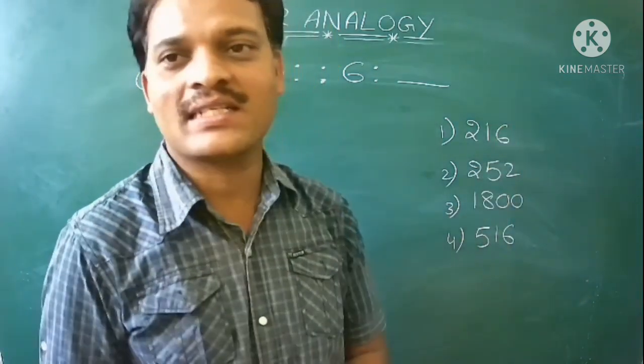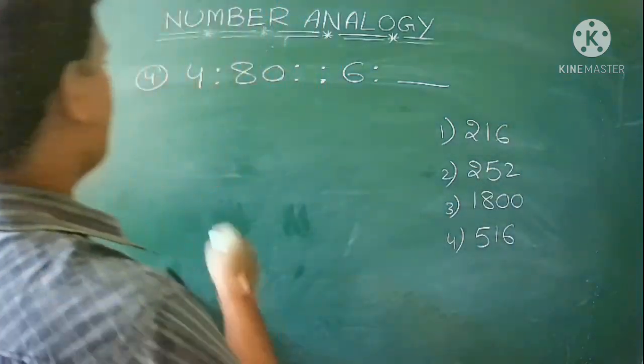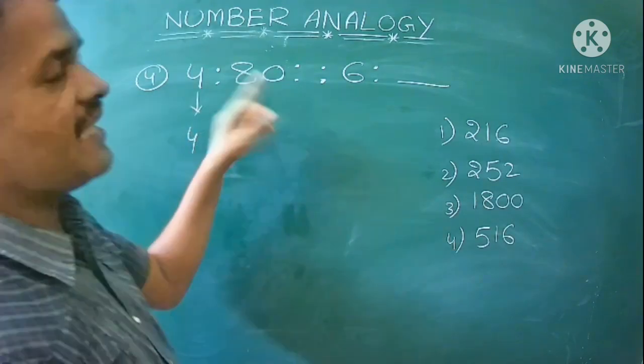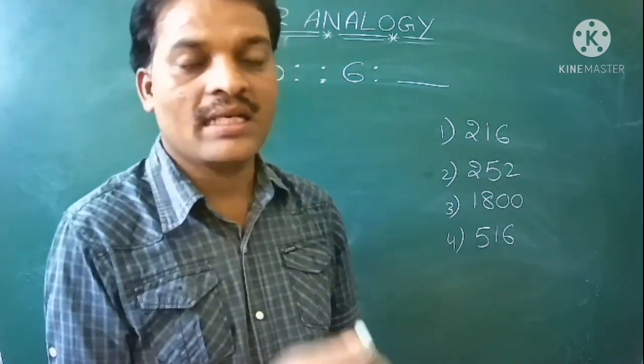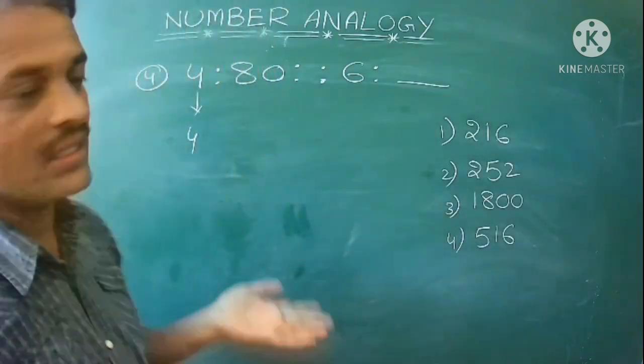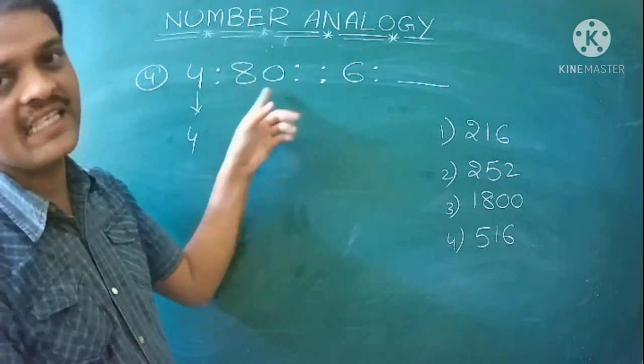Next, 4:80 is as 6:dash. So 4 options are given. So what will happen now? Suppose you take 4. So 4 nearby 80, what is the relation? 4 cube is 64. Okay, 4 cube is 64. So with 4 cube, 64 is nearby.